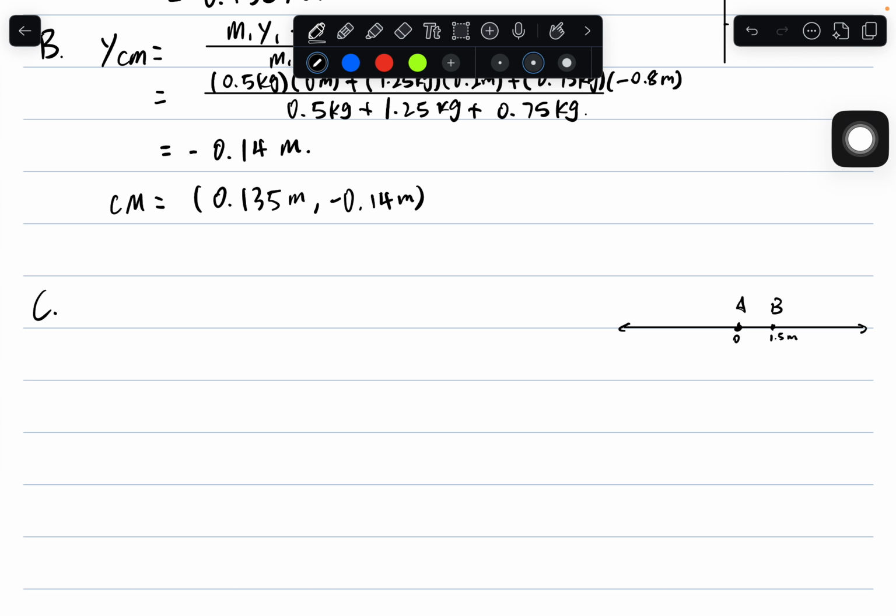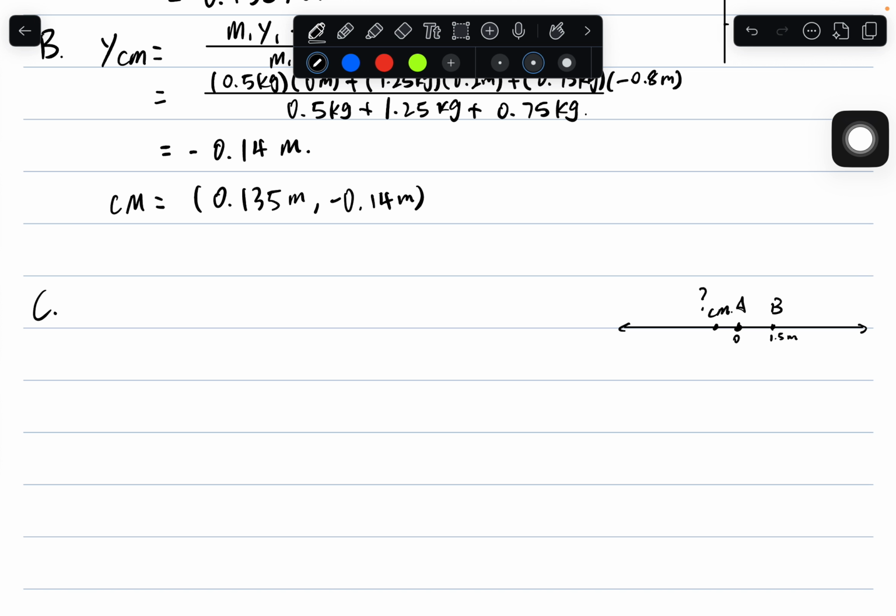And a 1.2 kilogram object at an unknown position. The center of mass of the three-object system is at x equals negative 0.2 meters. So here is the center of mass. So most likely object C will be on the left side of the region.